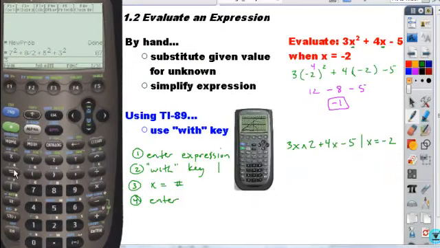If we take our expression 3x squared plus 4x minus 5, and then use the with key, again, right to the left of the 7, right below the equals. X equals, again, tell it what you want it to equal. In this case, -2. Now notice, anytime you're using the negative as the indicator, meaning the left side of the origin on a number line, you have to use this bottom key. This bottom key is the change of sign key. It's different from this subtraction key.